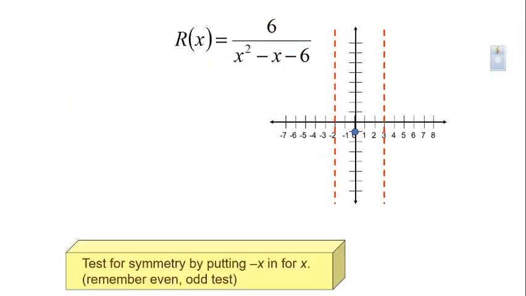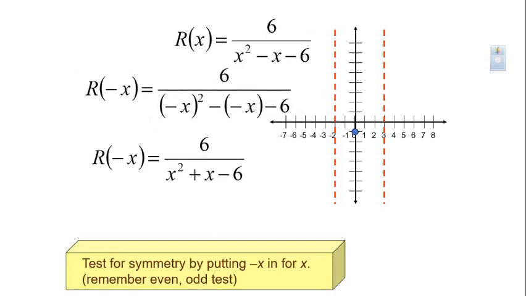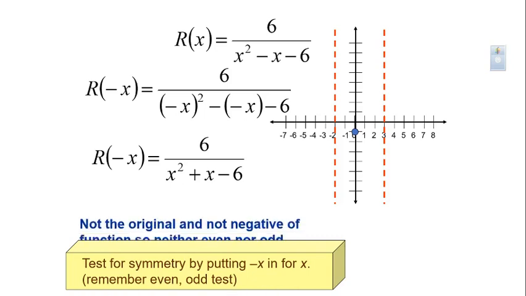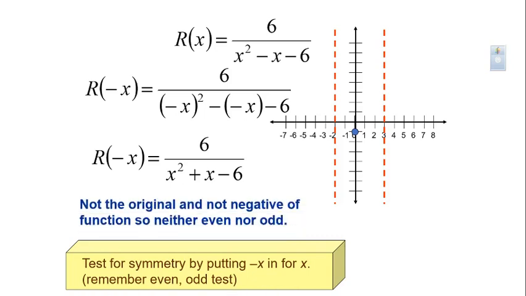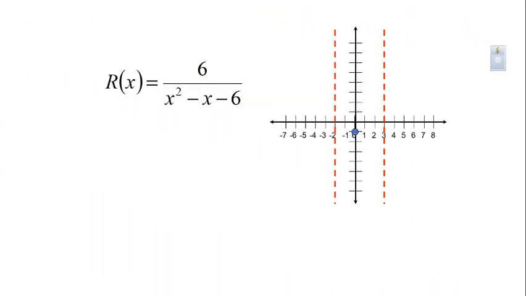So therefore, we see that there will not be any x-intercepts. If we replace x with -x, we will end up with a different expression than we had before, totally different. So it's not equal to the original, nor is it the negative of the original. So there is no symmetry. This is neither an odd nor an even function.